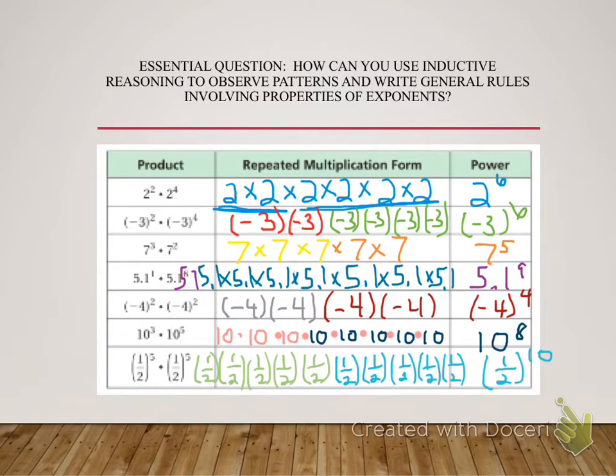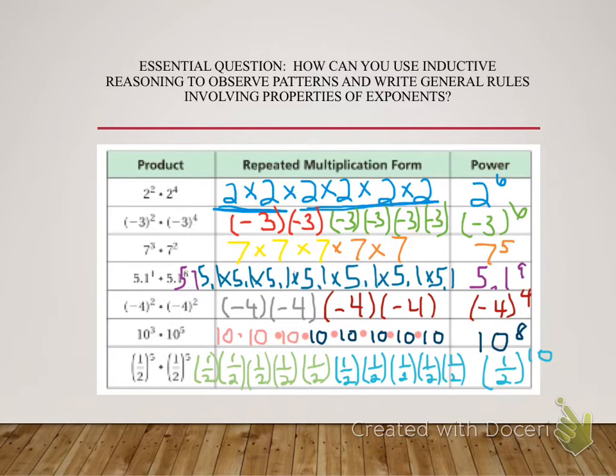If you did it correctly, you should have had 5 to the ninth. Negative 4, remember to keep the parentheses around the negative part. Negative 4 to the fourth power. You have 10 to the eighth. And 1/2, again with the parentheses around the 1/2, to the 10th power.